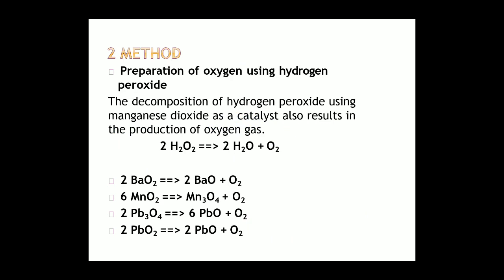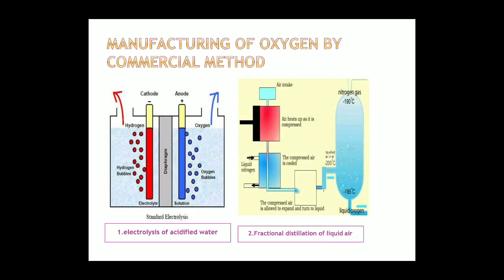Next is the preparation of oxygen using hydrogen peroxide. What is hydrogen peroxide? Hydrogen peroxide is H2O2. The decomposition of hydrogen peroxide using manganese dioxide as a catalyst also results in the production of oxygen gas. Like 2H2O2 gives 2H2O plus O2. This is a laboratory method.